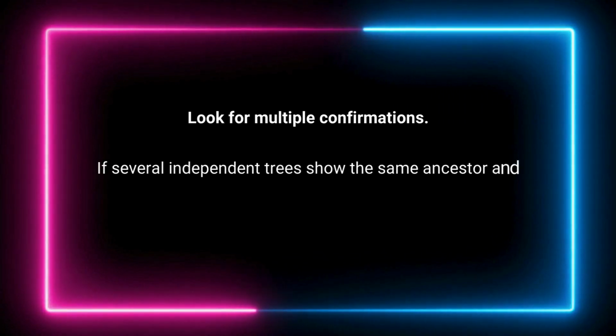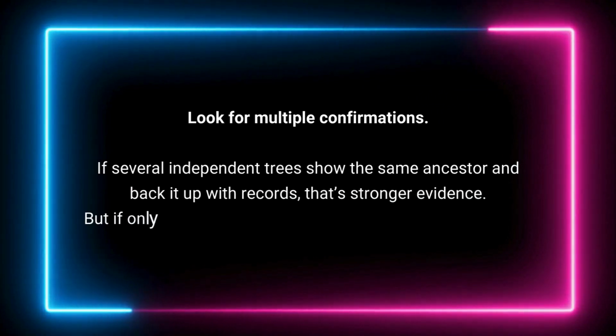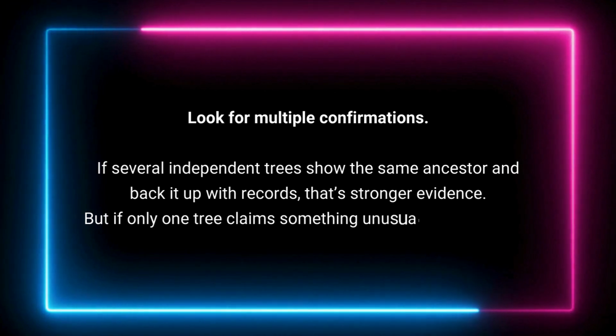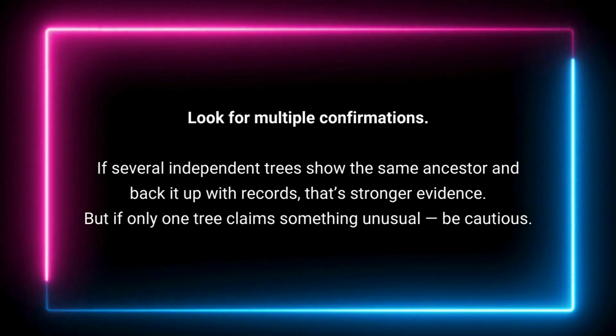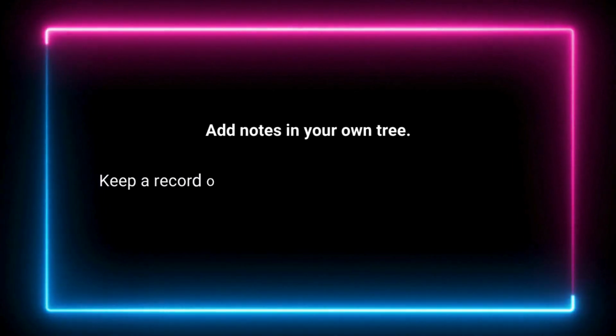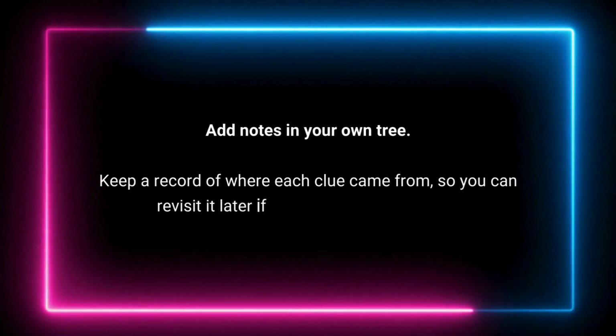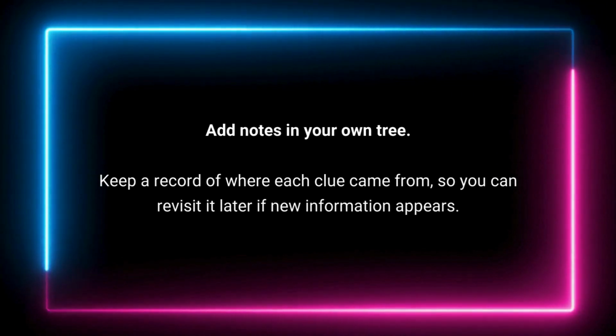Look for multiple confirmations. If several independent trees show the same ancestor and back it up with records, that's stronger evidence. But if only one tree claims something unusual, be cautious. Add notes in your own tree. Keep a record of where each clue came from, so you can revisit it later if new information appears.